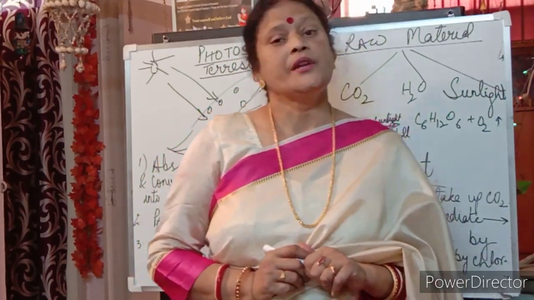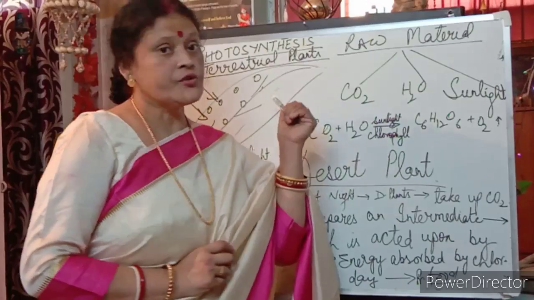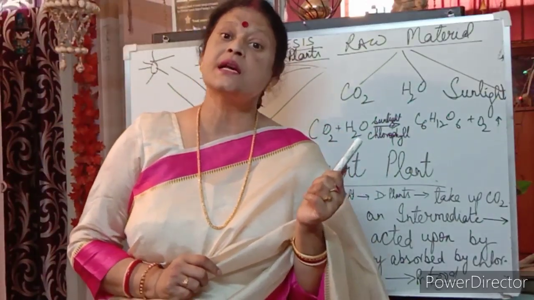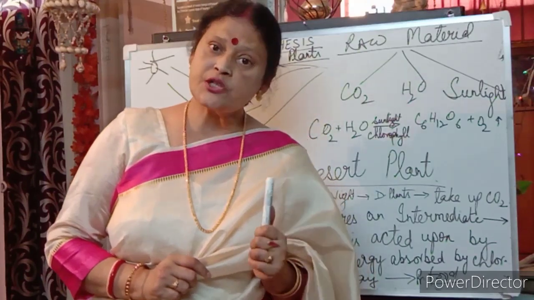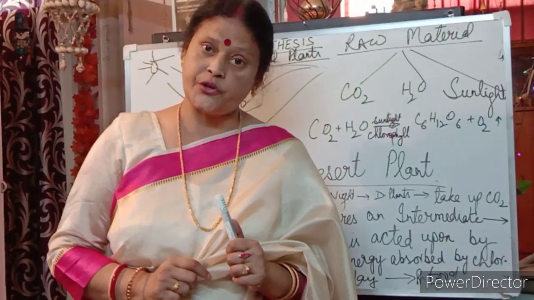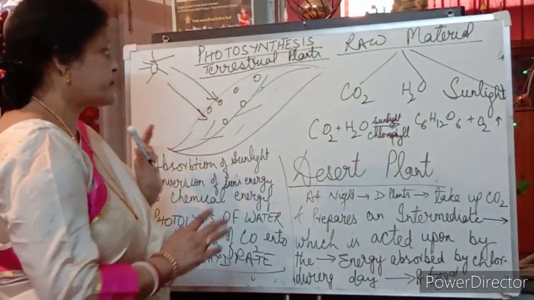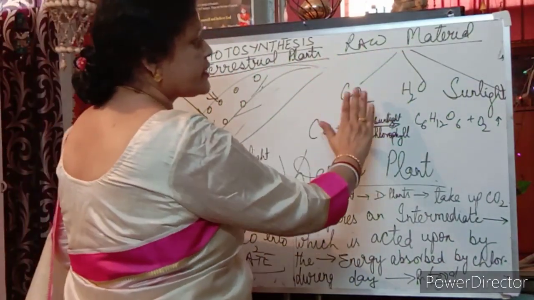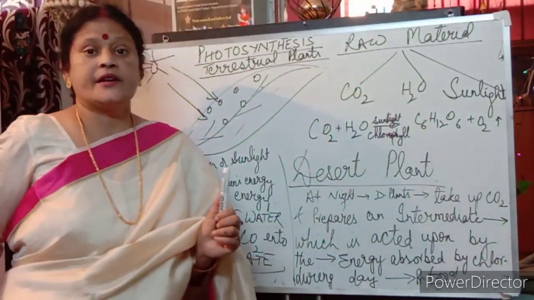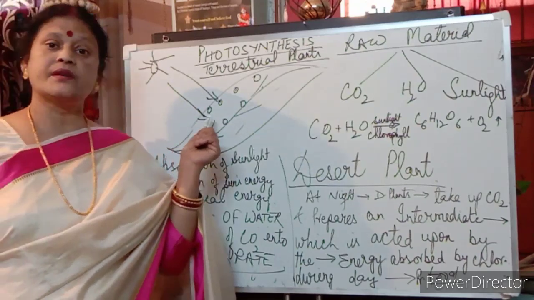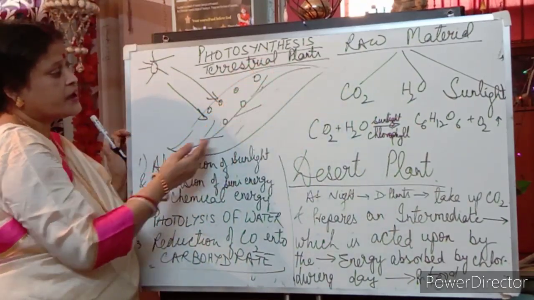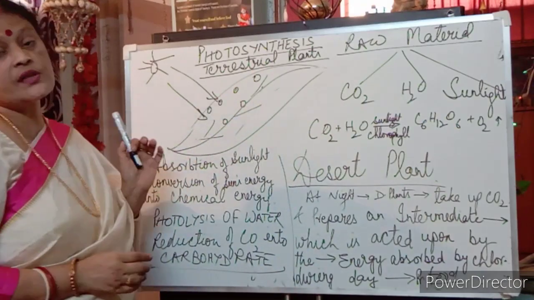Right? So nutrition in plants, that means autotrophic nutrition, takes place in plants. That is, the plants prepare their own food with the help of sunlight as well as the chlorophyll molecule. So in the photosynthesis process, what are the raw materials required by the plant? That is carbon dioxide, water, sunlight, and the chlorophyll molecule is already present in the leaf.